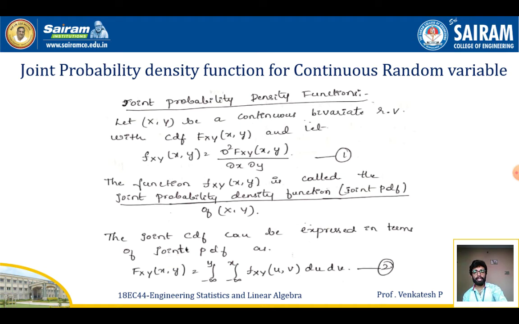So the joint c.d.f can be expressed in terms of joint PDF as capital F of x comma y will be equal to integration minus infinity to y, integration minus infinity to x of the joint PDF function, that is small f of u comma v, du dv. So this formula we can utilize to obtain the joint c.d.f from joint PDF.